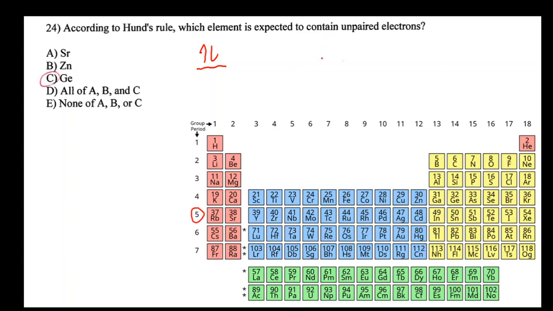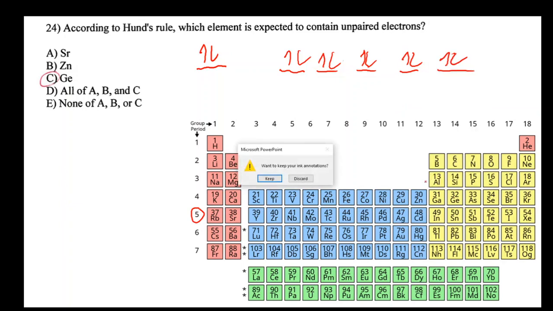And oh boy, where's zinc? Okay. So that's a 3d10. So the d orbital has 5 subshells that look like this. So then we go 1, 2, 3, 4, 5, and then 6, 7, 8, 9, 10. So then germanium is our answer, because germanium's highest is going to be the 4p orbital over here. Oh, here. 32. Germanium.